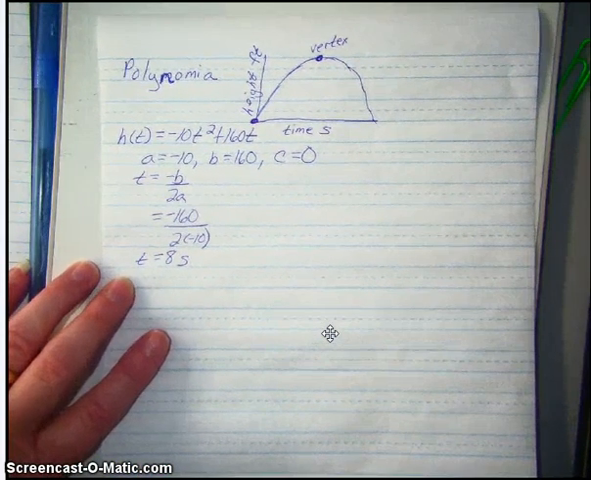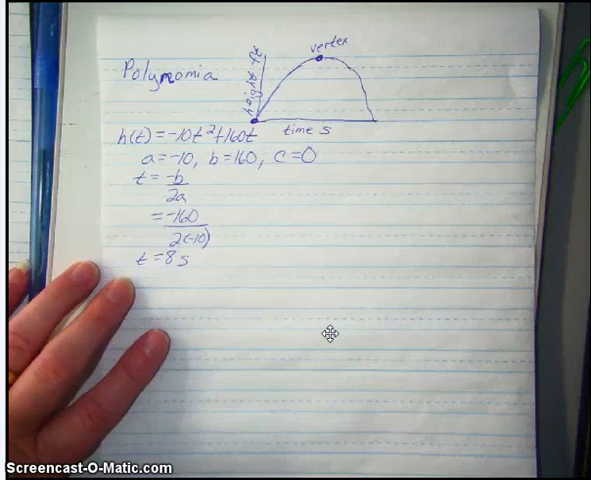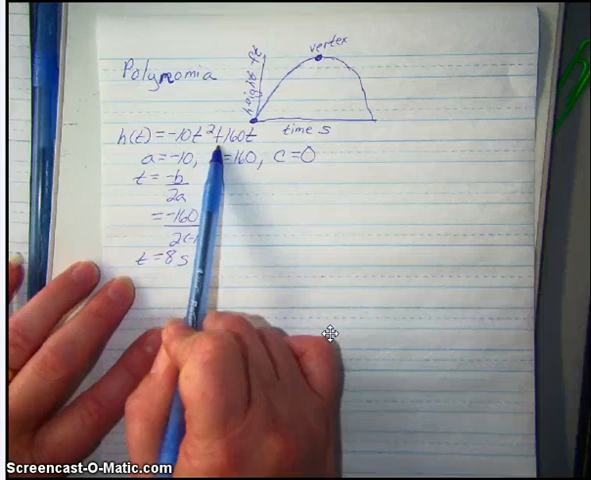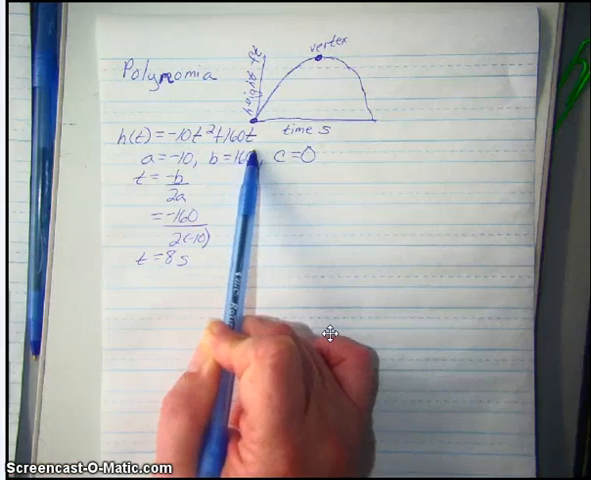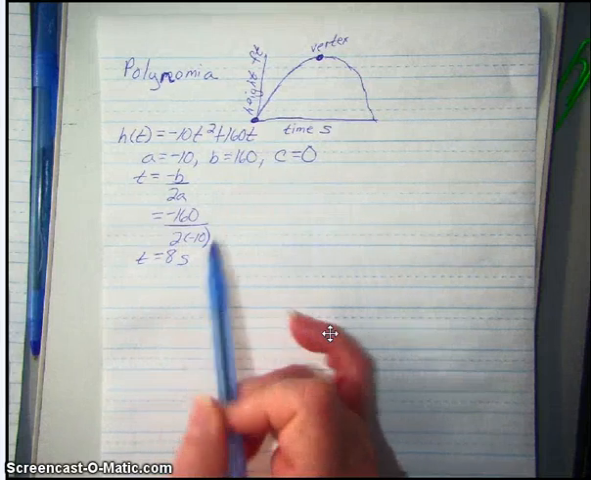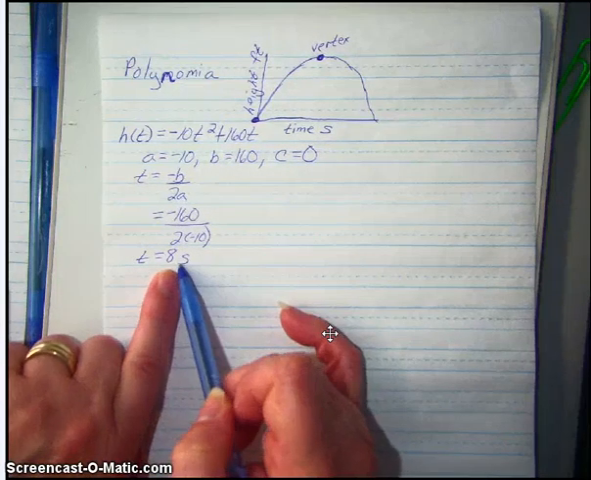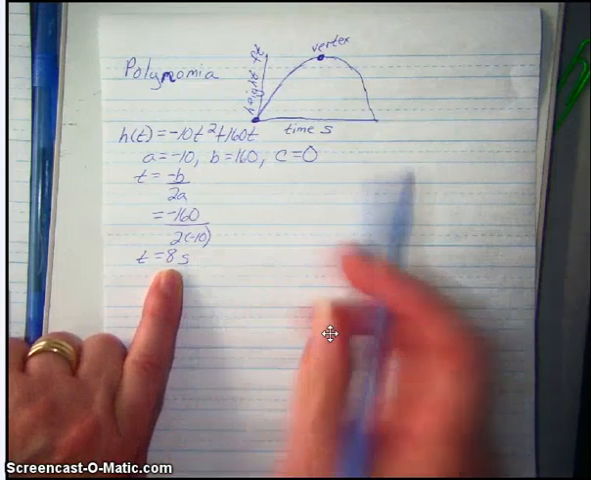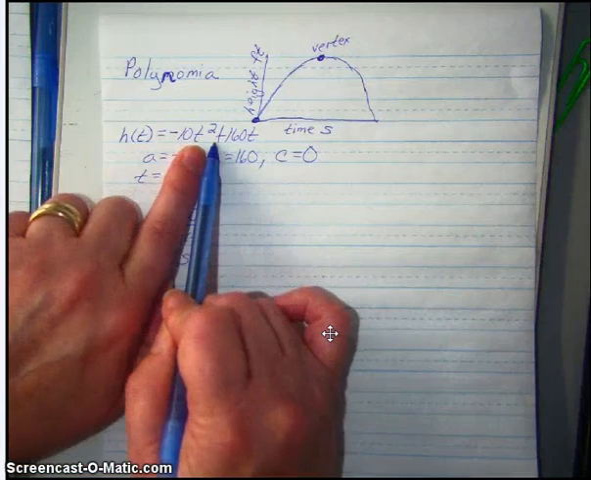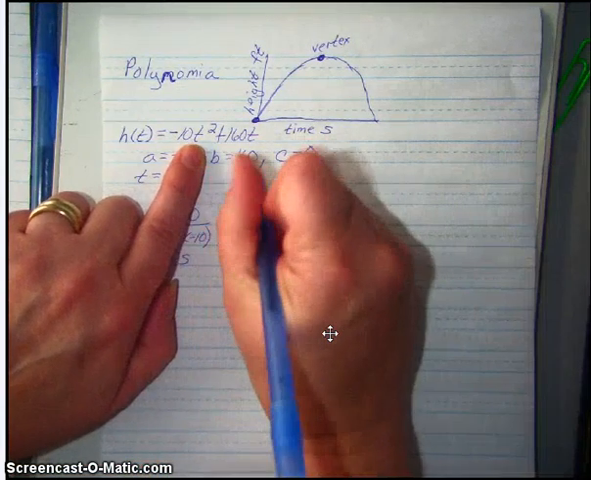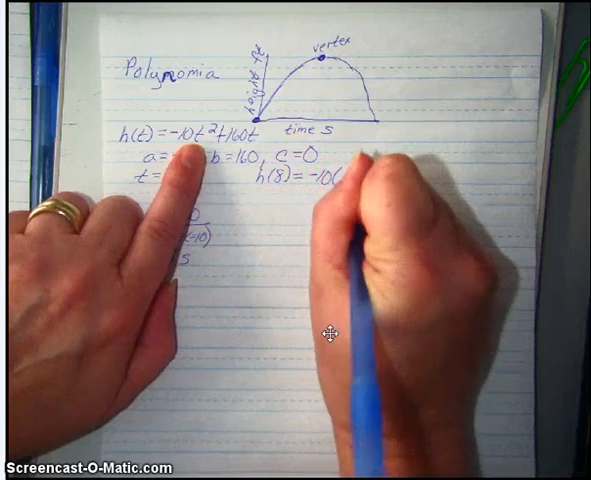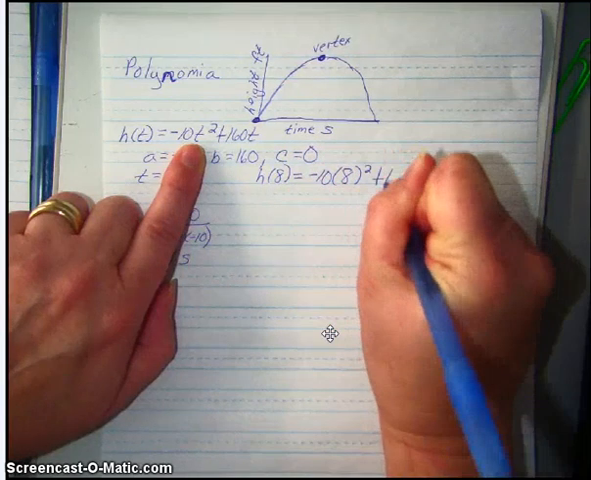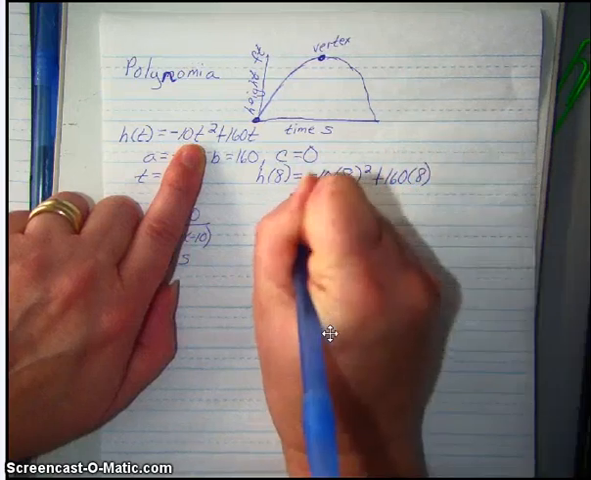So you got -10 squared, and then that's another T before the 160? -10t squared plus 160t. And I got that equation from the front page. All right, so now we know the T coordinate of that vertex. We're going to plug that in to the original equation to find the H coordinate. So I've got H of 8 equals -10 times 8 squared plus 160 times 8. So that's going to give us the height.